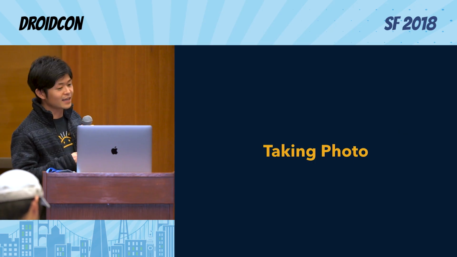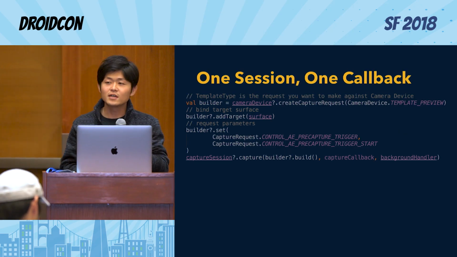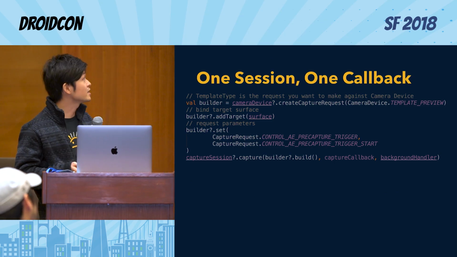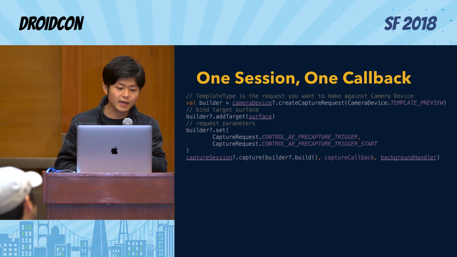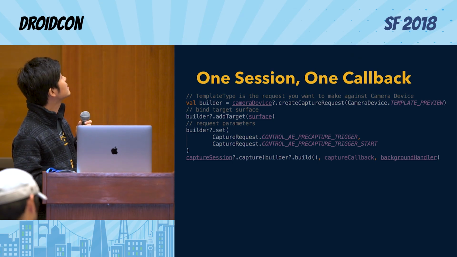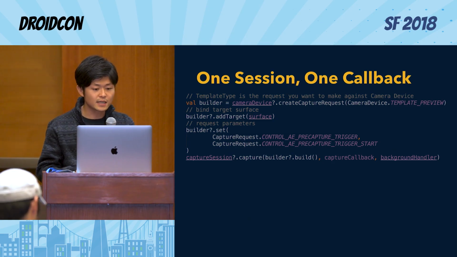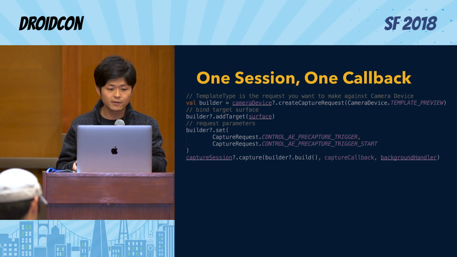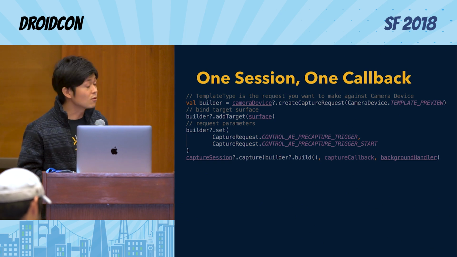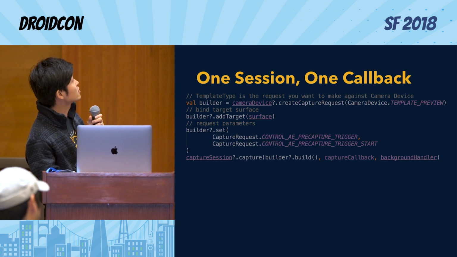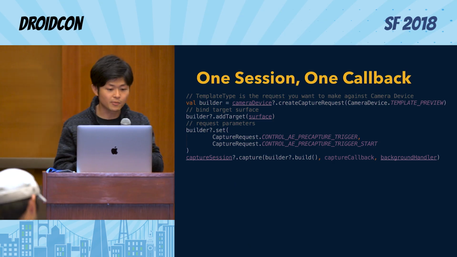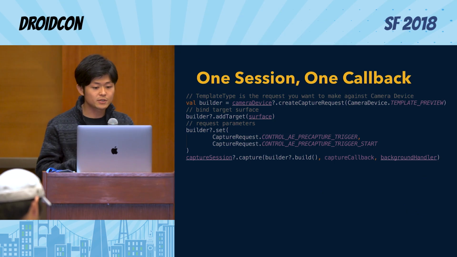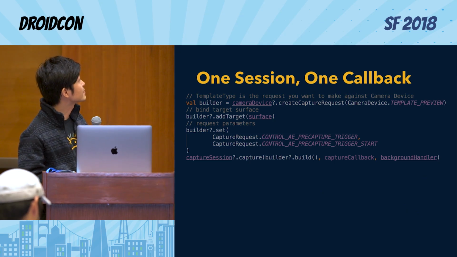Now the next step is taking a photo. Taking a photo is slightly simpler than the previous step because there's only one session and one callback. Let's look at the code. First, we create a capture request from the camera device. And then we bind the surface that we want to get the result from, and the request parameters. In this example, I want to get auto exposure, so I'm adding CONTROL_AE_PRECAPTURE_TRIGGER_START as a parameter. And then we call capture session capture to trigger the request.